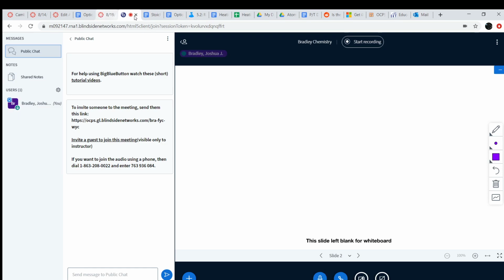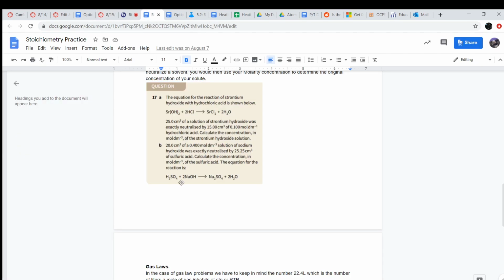B is going to be very similar in that it's a molarity problem. Here, it's giving us the volume, and it gives us a molarity of sodium hydroxide, and it says that it's neutralized by this much. So it's just going the opposite way. It's telling us the same information as the last one: that we have this much of a molarity, and that it was used to neutralize this much of a molarity. So let's work on through that one.